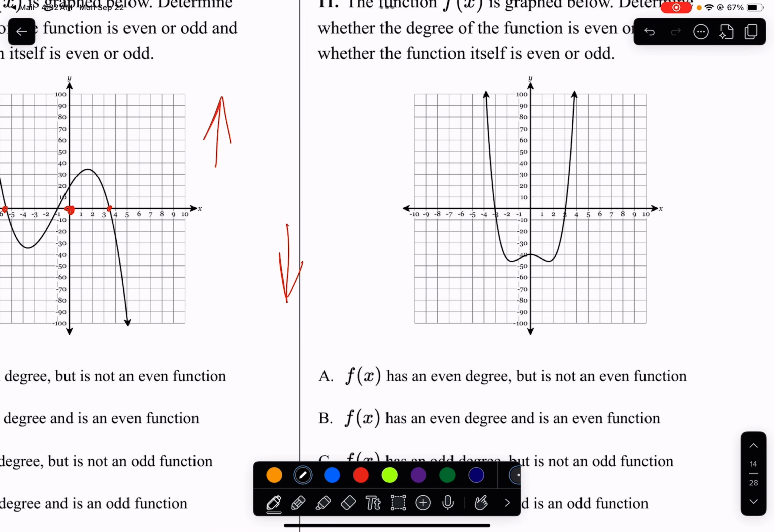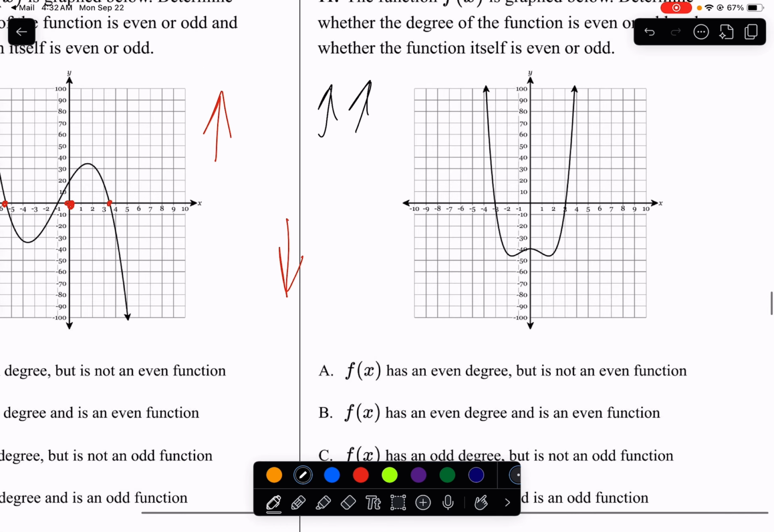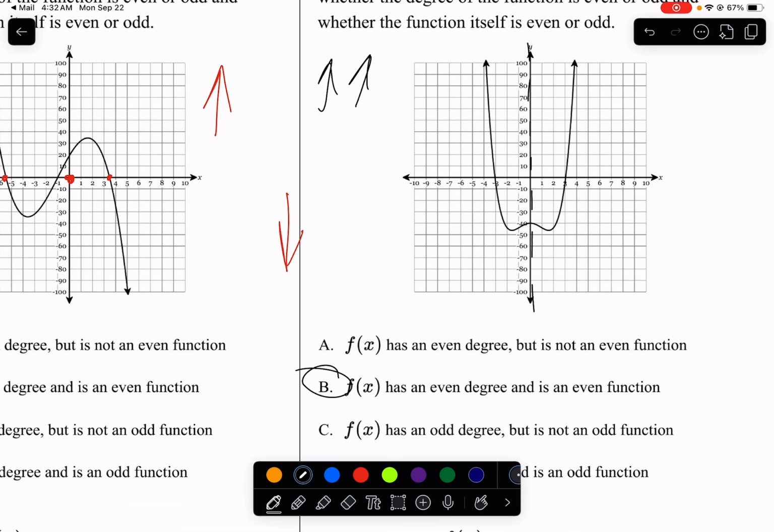Here for number 11, we can see by our end behavior, they both go in the same direction. So we would say it's an even degree. Do we have symmetry about the y-axis? In this case, we actually do. So it's an even degree and an even function.